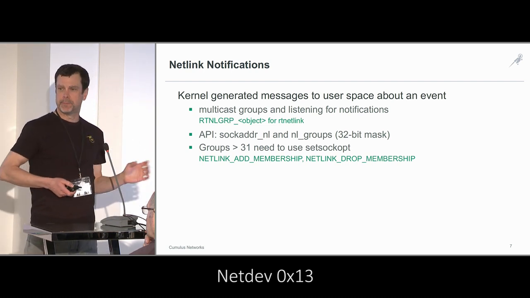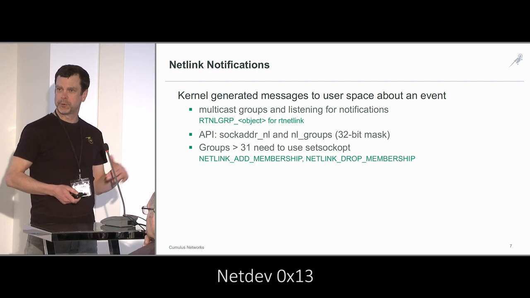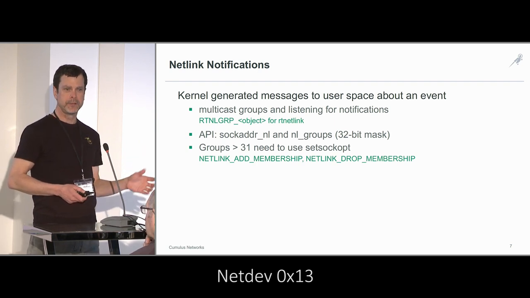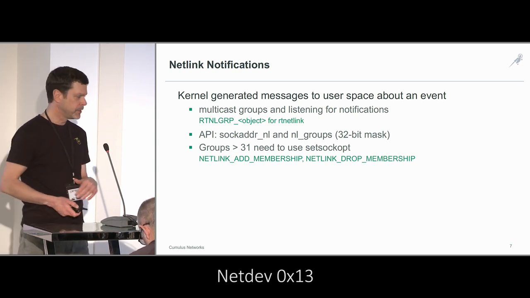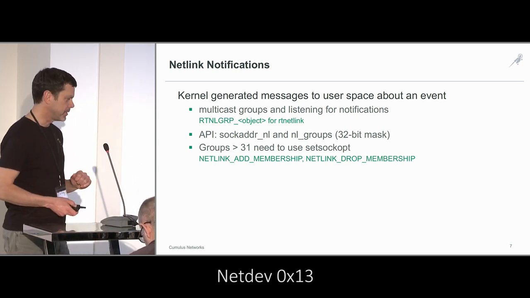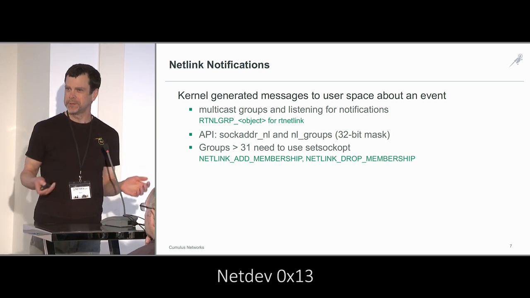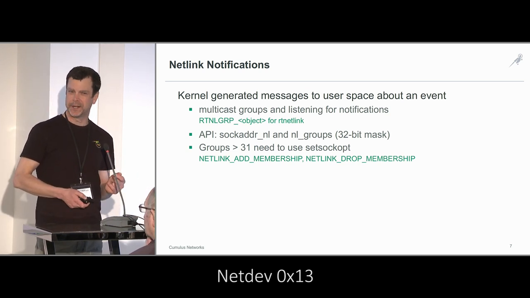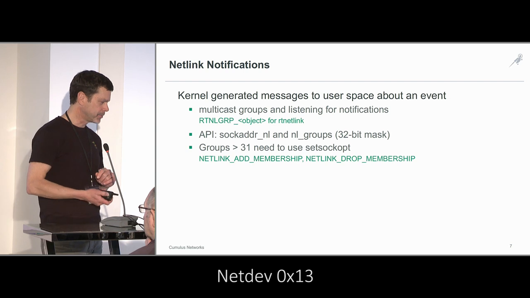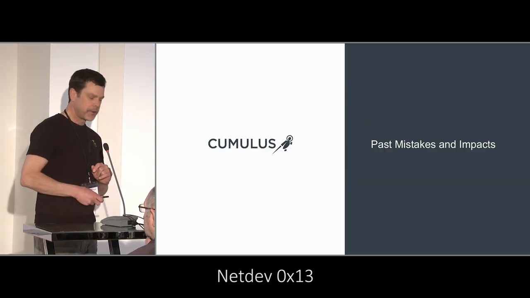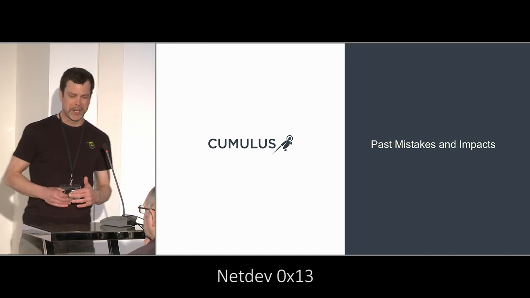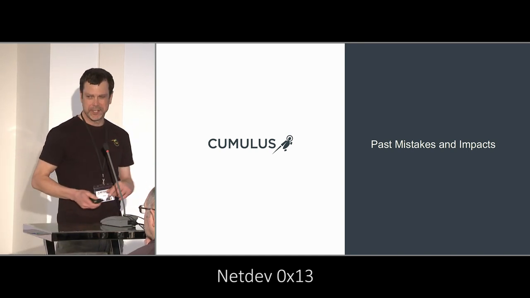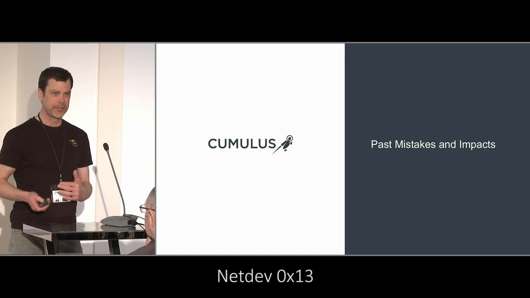Because it's a 32-bit mask for the groups, remember if you're using any groups over bit 31, you have to use a setsockopt to join the membership of that group. And that actually comes up with the nexthop stuff that I've done. I'm over 31, so I have to start using the setsockopt to join the group. Okay, with that background on the theory of Netlink and the message types and the parsing, let's get into some past mistakes and how that's hurting us going forward.